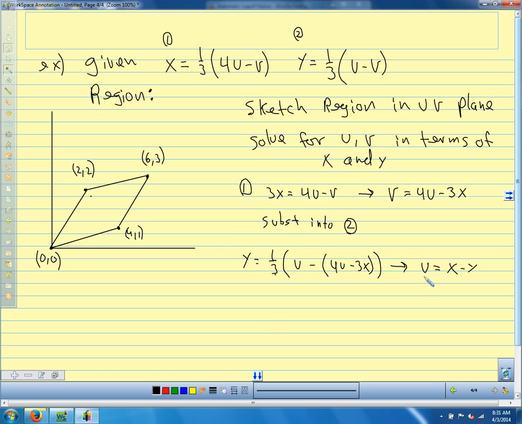Now I'm going to substitute this back in right up here. Substitute this in for u, and I will get v in terms of x and y. So v equals 4 times (x minus y) minus 3x. So this gives me that v equals x minus 4y.